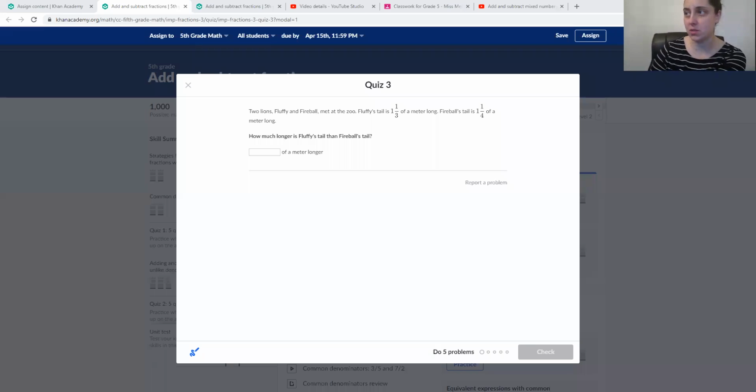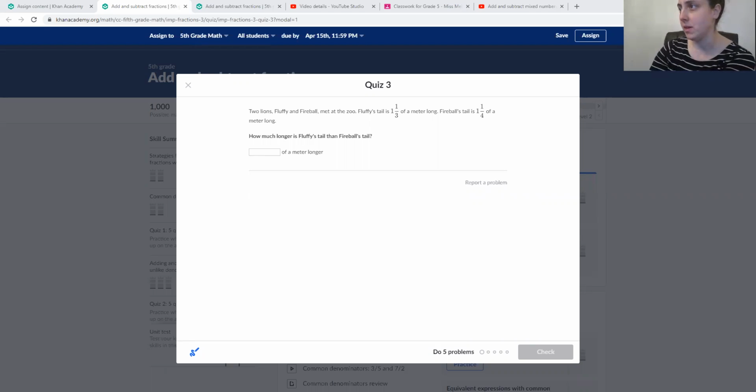And the first question in the quiz is a word problem. And I realized that I didn't really explain word problems to you up until this point. So I'm just going to do one of these questions, just show you the steps that I would take when you're doing a word problem with fractions. And then you should be good to go ahead and do some of the questions on your own.